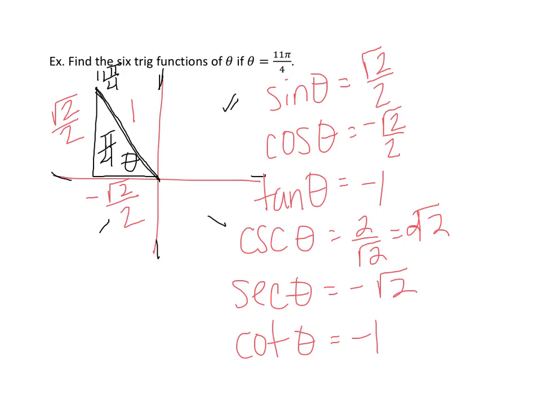Now check this. When we're in quadrant 2, what's positive? All students take calculus. There's also a smart trig class. So there's different ways to remember it. Anyway, sine's positive here. So sine's positive. Everything else needs to be negative. Positive, negative, negative.